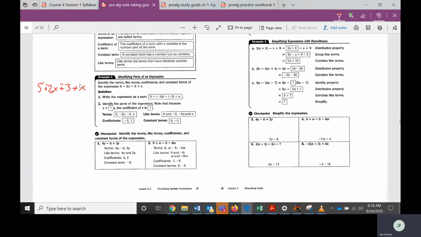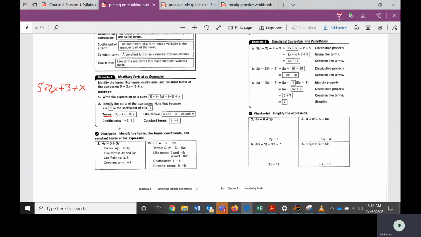Eventually, you're not going to have to do that. You're going to notice what the terms are without doing that, and that's fine. If you need to always do this, that's fine, because technically the definition of a term is the parts of an expression added together. So the terms are going to be 5, negative 2x, negative 3, and x. So they wrote those out right here. Those are the terms. Those are the parts that are added together.